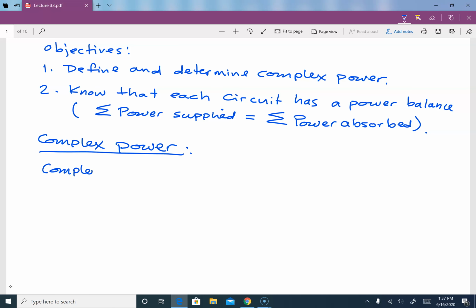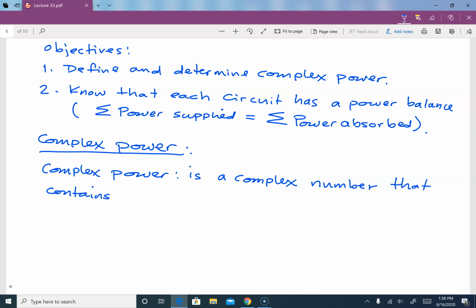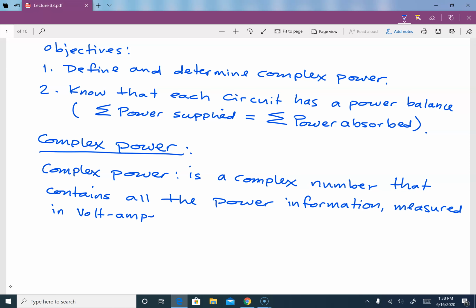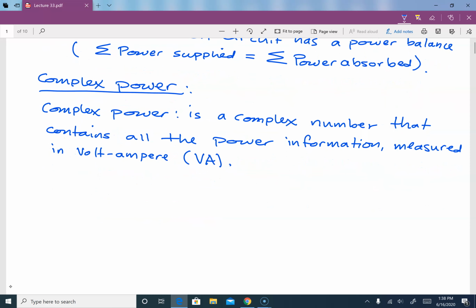So complex power is a complex number that contains all the power information, and it is measured in volt ampere, the same unit as the apparent power. And now you will know the reason.